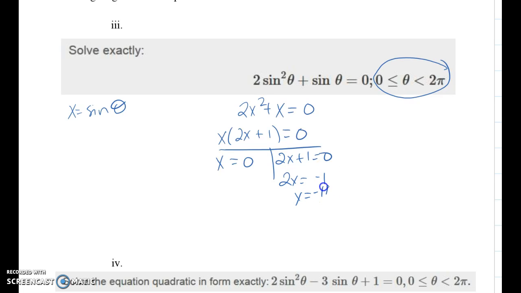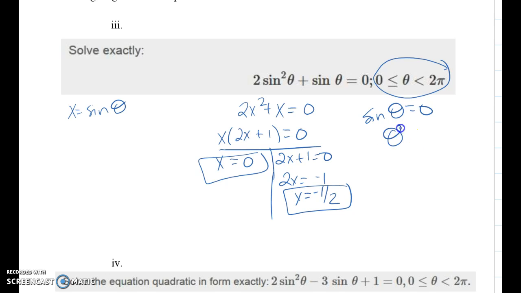Moving everything around. So I've got my 2 answers for x, no big deal. I'm trying to find theta, so this gives me that sine theta is equal to 0. Well, sine theta being equal to 0 means theta is at 0 and pi. So I got 2 answers.